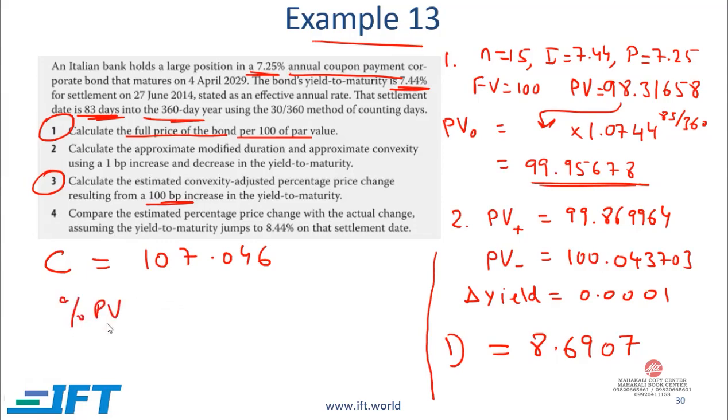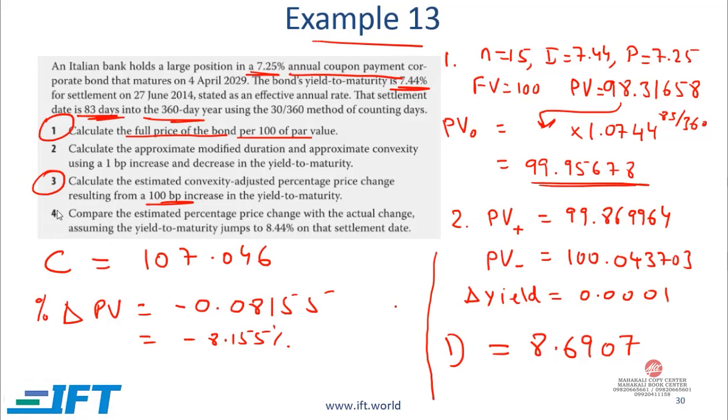So plug in the numbers into this formula, and what you should get for the percentage change in price, the percentage change in value of the bond, is minus 0.08155. That's expressed as a decimal. Expressed as a percentage, the answer would be minus 8.155%.